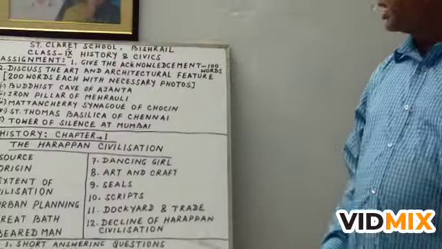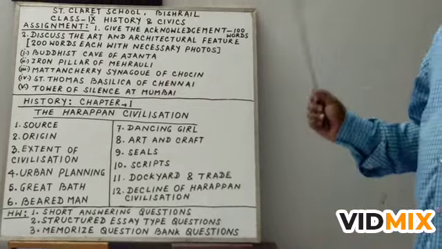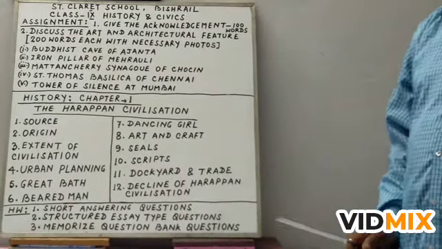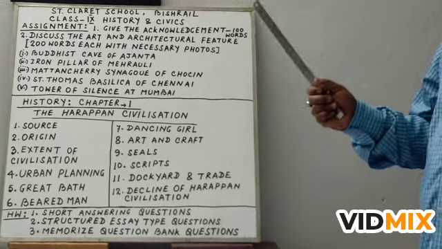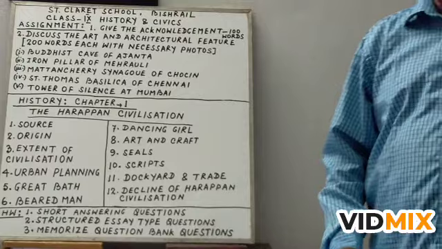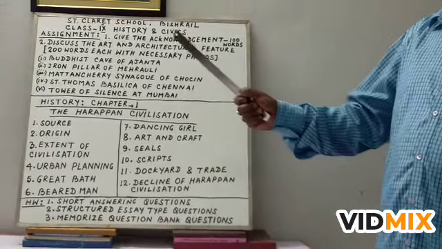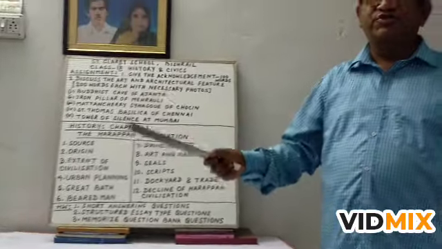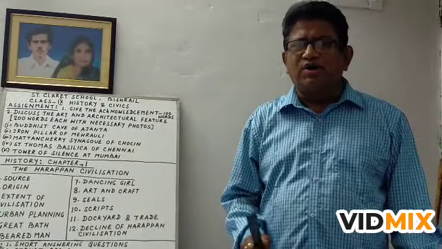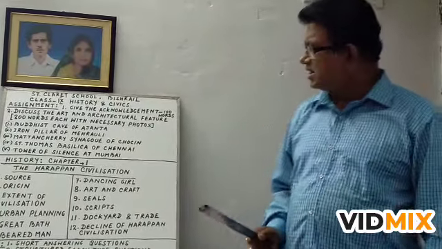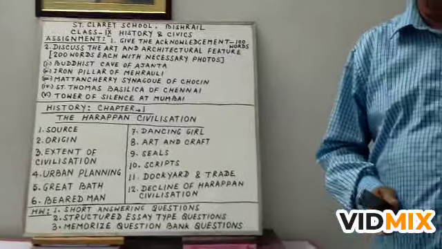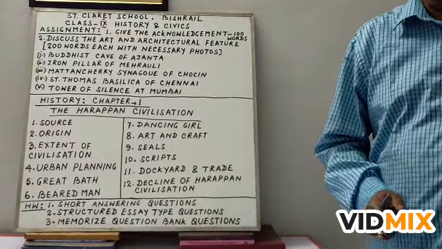Assignment: give the acknowledgement, 100 words, and discuss the art and architectural features of the following, each of 200 words. That is, all these 5 points, every point needs to be completed in 200 words. And you should paste the necessary photos or pictures on the left-hand side, the white part of the copy.